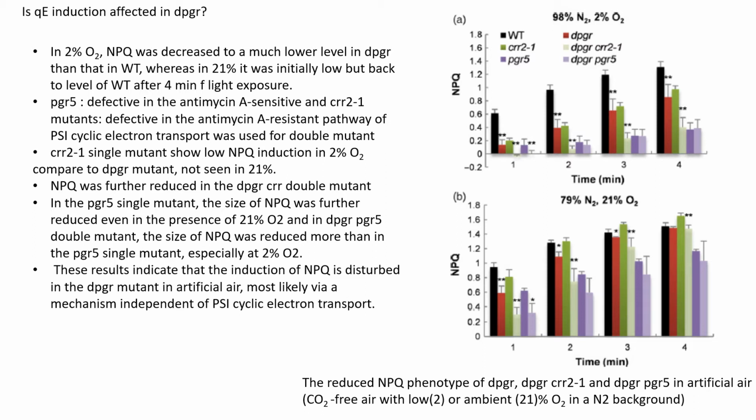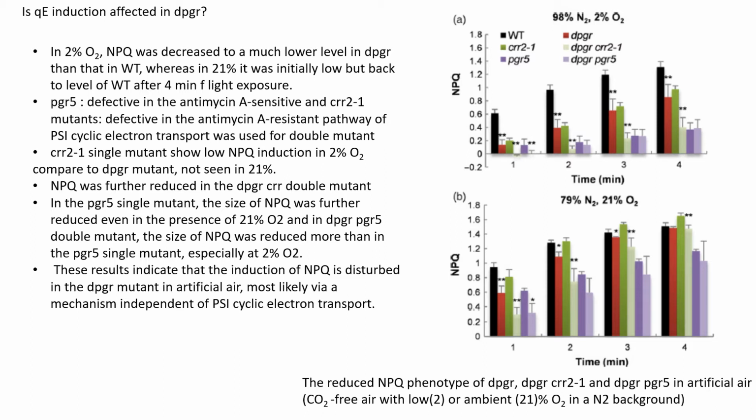Whereas in the ambient air environment of 21% oxygen, we see that the DPGR level was initially low at the first minute, but it came back to the level of the wild type after 4 minutes of light exposure, as you can see in graph B.